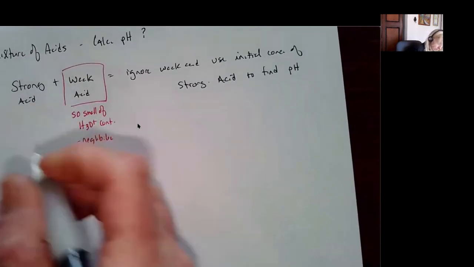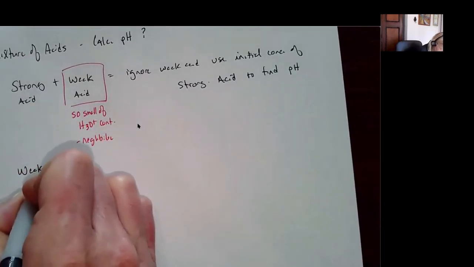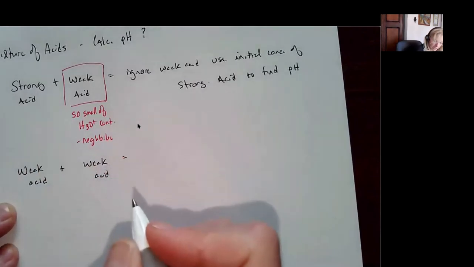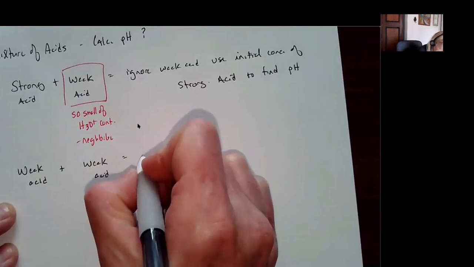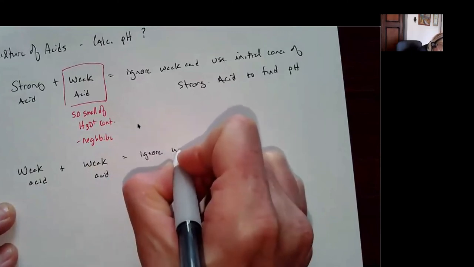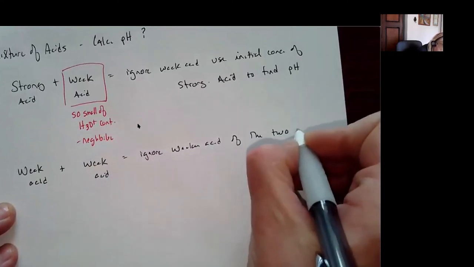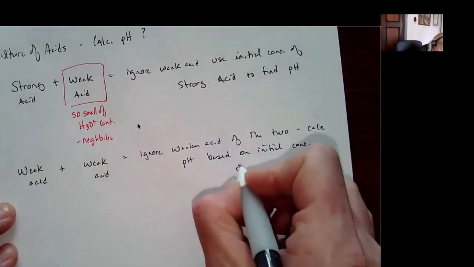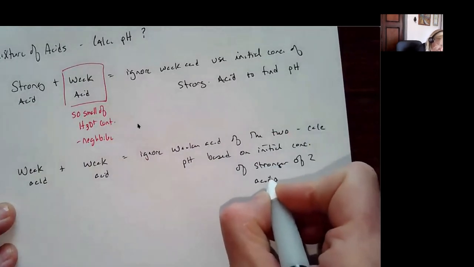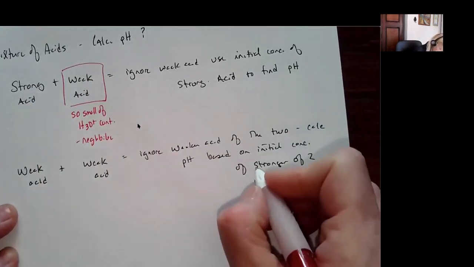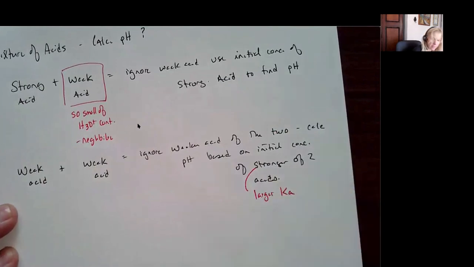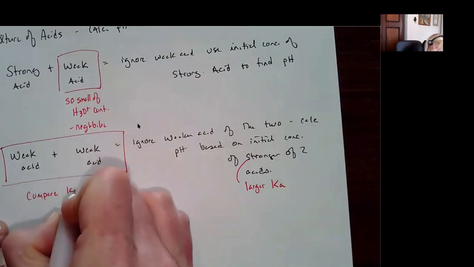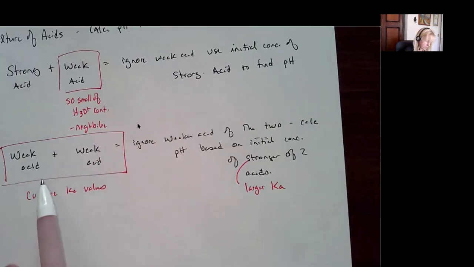But if I have a mixture of a weak acid plus a weak acid, now I can't ignore either one because the pH is coming from the weak acids. So what I can do is ignore the weaker acid of the two and calculate pH based on the initial concentration of the stronger of the two acids. And the way I'm going to know which is stronger is that it's going to have the larger Ka. So I'm going to compare Ka values. And I'm going to calculate the pH based on the larger Ka value.